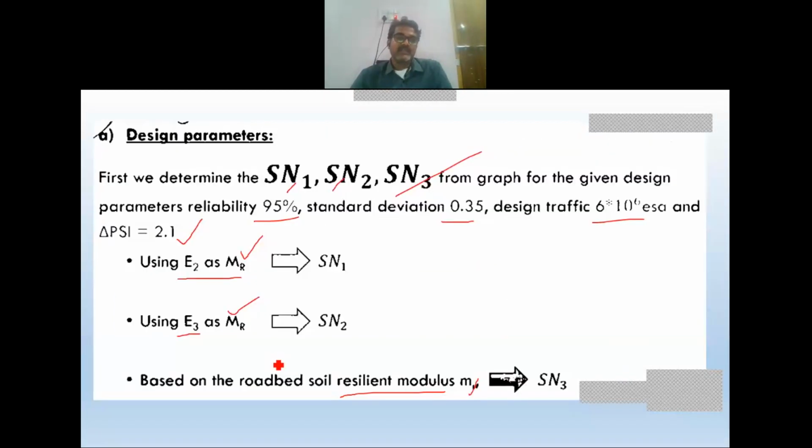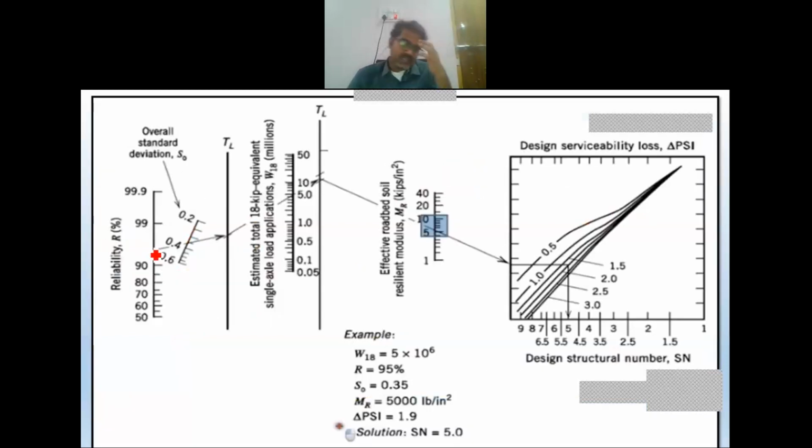Now for all these cases, SN1, SN2, SN3, we consider 95% reliability, 0.35 standard deviation, traffic intensity of 6 into 10 power 6, and delta PSI of 0.1. Now just observe this design chart, given as the AASHTO flexible pavement design nomogram. We begin from the left side as usual.